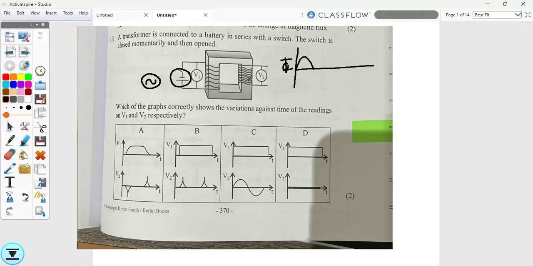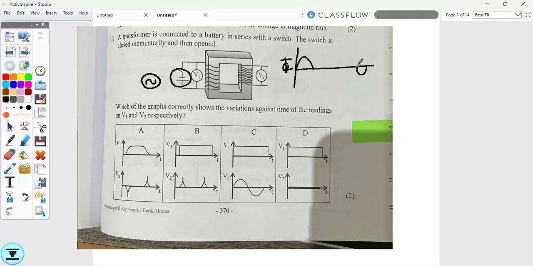So this one will have a split second induced voltage and induced current. And then when you open the switch again, it will be in the other direction. So it will be literally up, and then down.